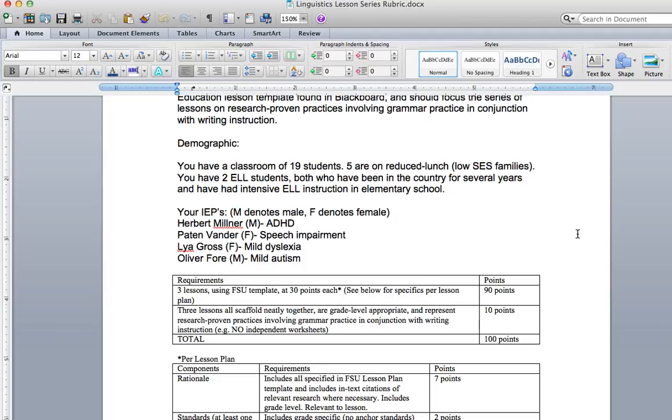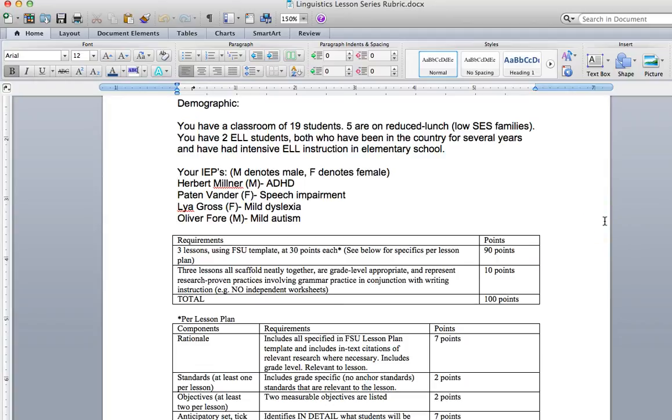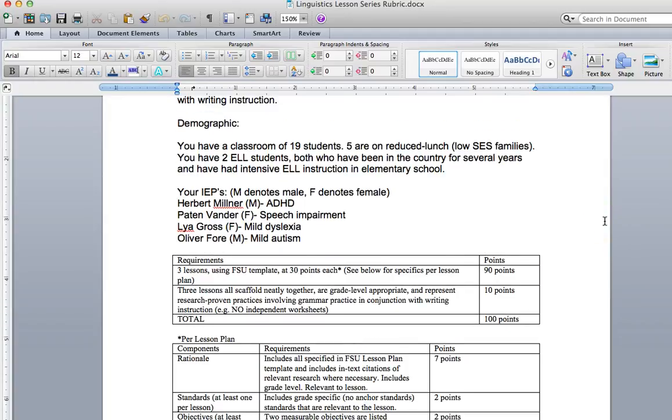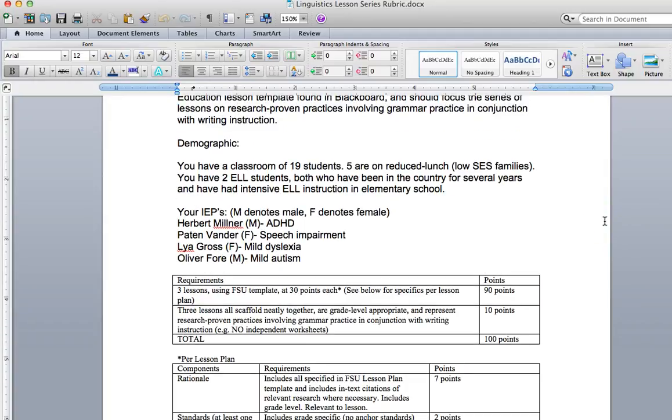For your IEPs, M denotes male and F denotes female. Okay, Herbert, you have names this time. Herbert has ADHD. Peyton has a speech impairment. Laya has mild dyslexia. And Oliver has mild autism. So a few of these are new. Please do go and research what accommodations you typically can make for students with these impairments.